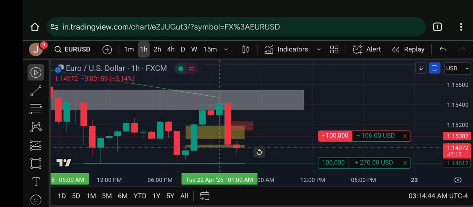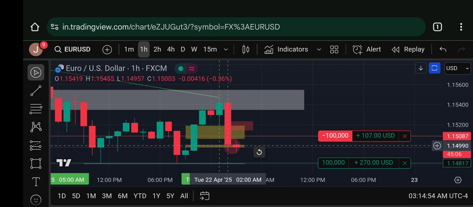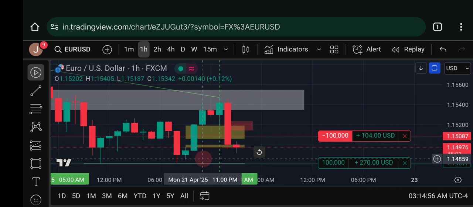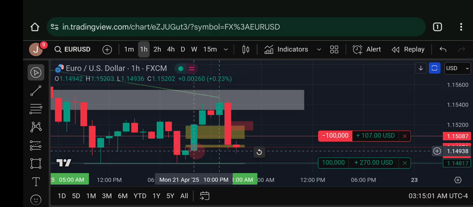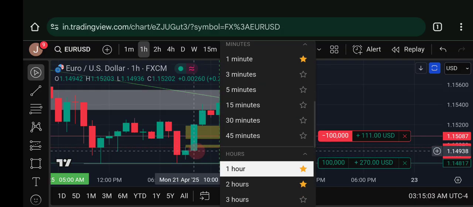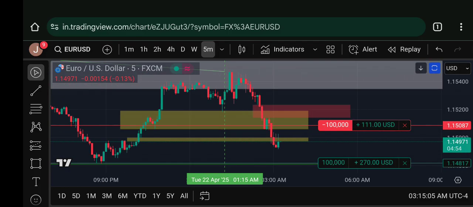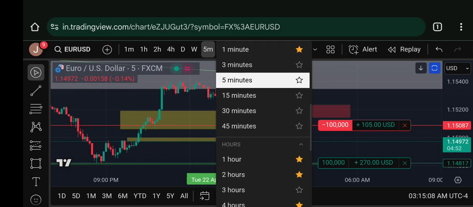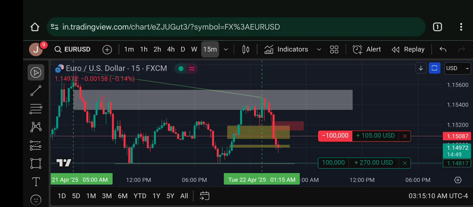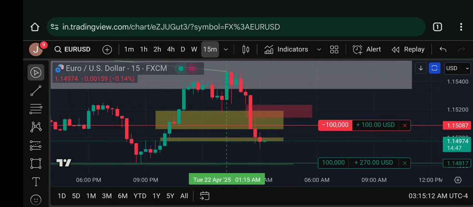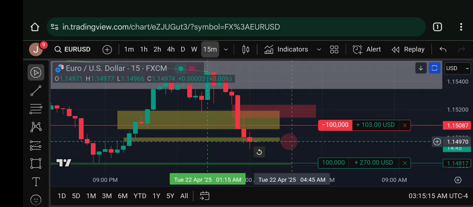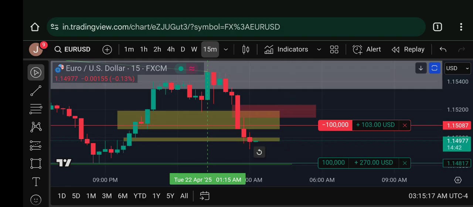So how do you know when a fair value gap is getting inverted? First of all, check for SMTs. Second of all, check on lower time frames. If I had waited for this 1 hour fair value gap to get inverted, then my risk to reward ratio would be very small. I could have waited, but I checked on the 5 minute, 15 minute, 30 minutes and 45 minutes. On 15 minutes it almost got inverted here, it's on the verge of inversion.